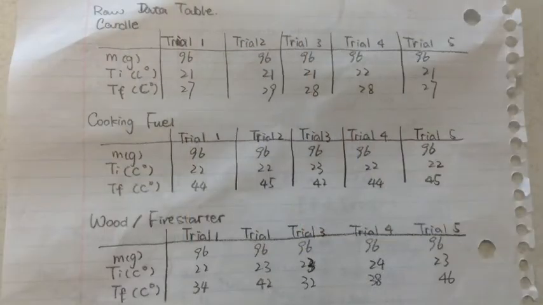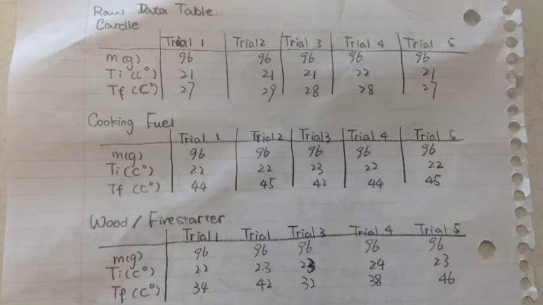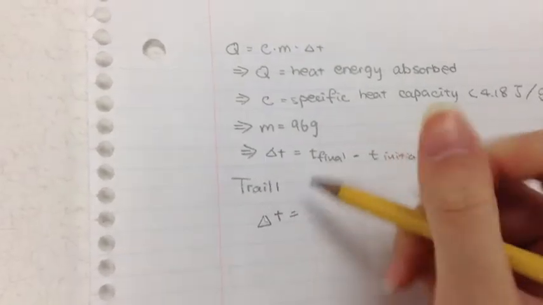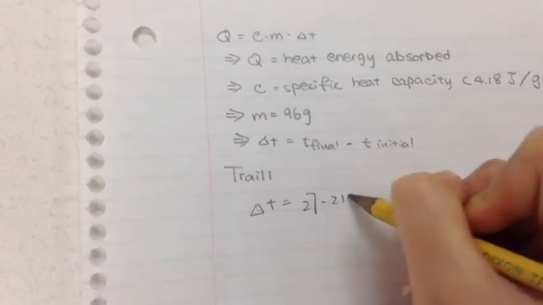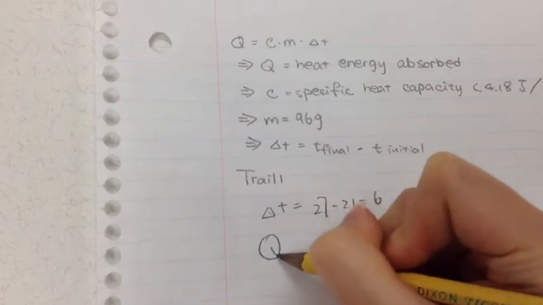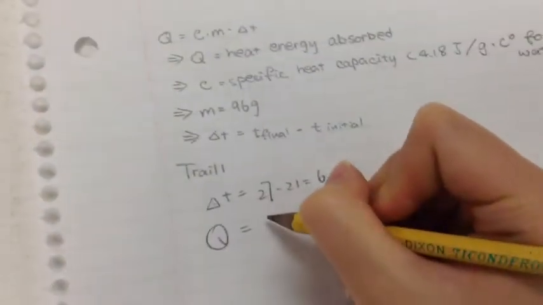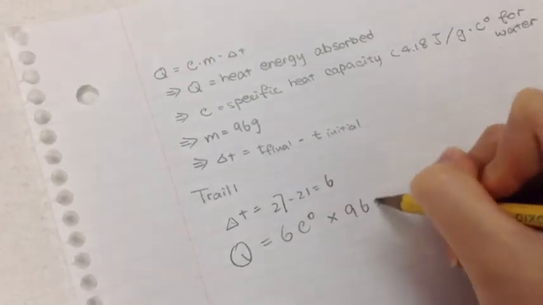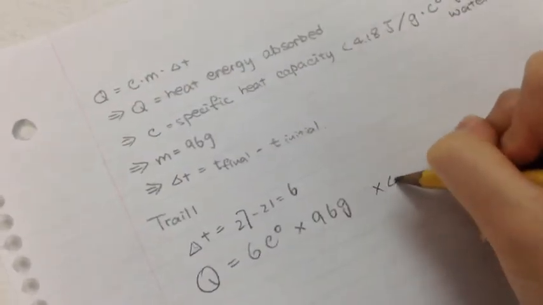This is the raw data with the mass of water, initial temperature, and final temperature. This is the equation we use. Heat energy equals mass times specific heat capacity times change in temperature. An example for one of the candle trials is below. The final result is measured in joules and will tell us how much heat has been absorbed.